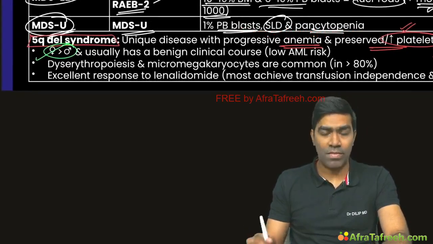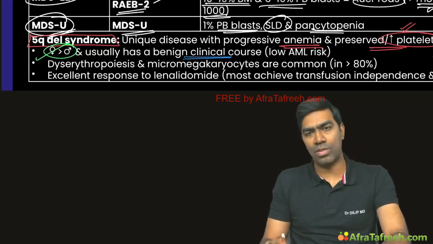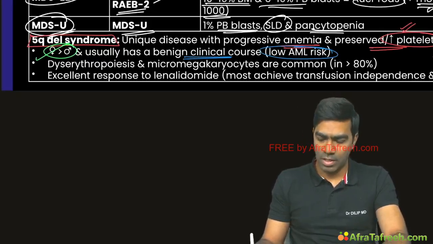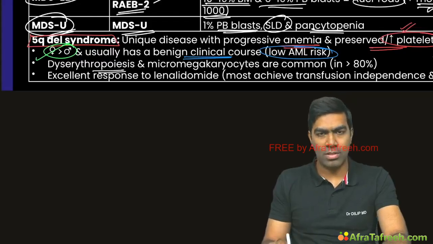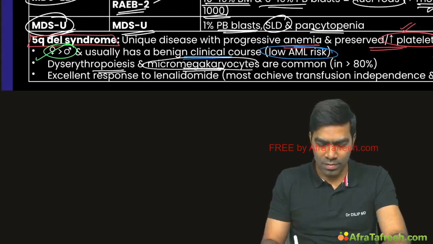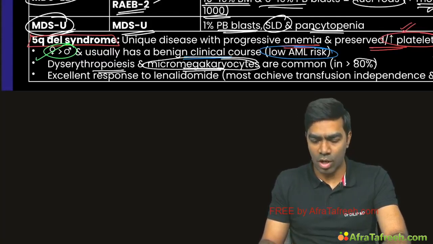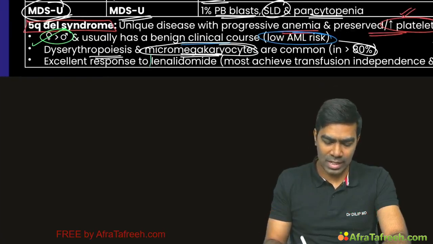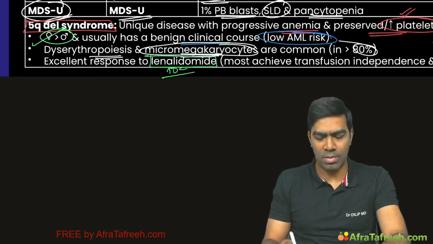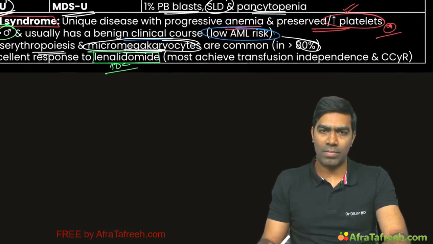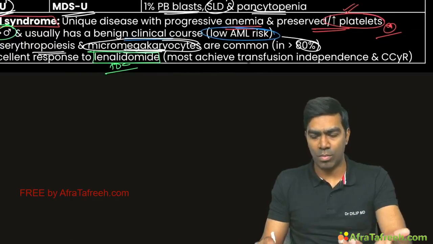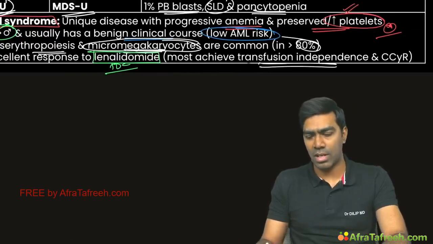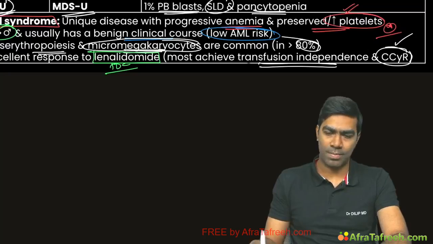Typically, isolated 5q deletion syndrome tends to have a benign clinical course, which means a lower risk of transforming into AML, acute myeloid leukemia. Most of the cases are going to have dyserythropoiesis and micromegakaryocytes. This is a very important change in isolated 5q deletion, seen in more than 80%, 4/5 of the cases. Most of the cases respond excellently to lenalidomide, which is the treatment of choice for isolated 5q deletion. With lenalidomide, most patients achieve transfusion independence and a complete cytogenetic response. CCyR means complete cytogenetic response.